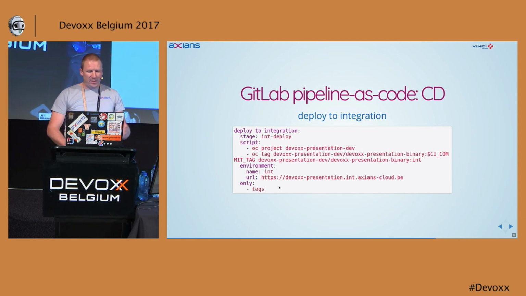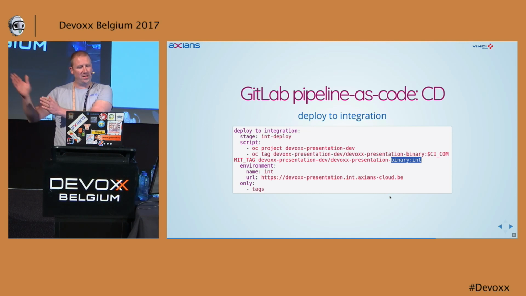Okay, deploying to integration is very simple. It has nothing to do with Gradle anymore. It's just the oc command to tag the commit with the tag int. The moment that happens, the deployment config will notice, okay, my int tag has linked to another image. I need to change my deployment, and my pods will be spun up and torn down.